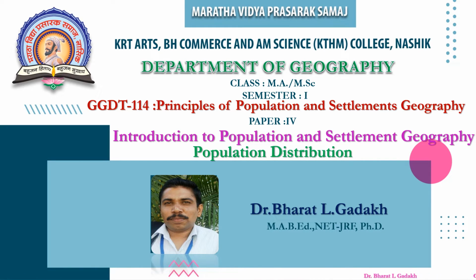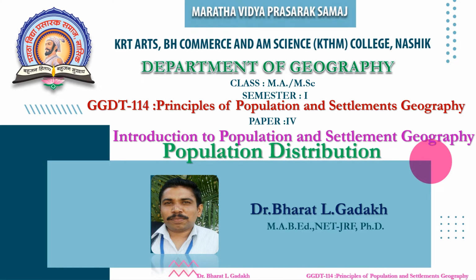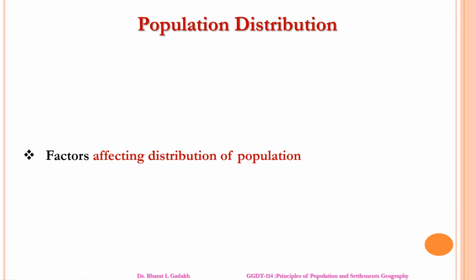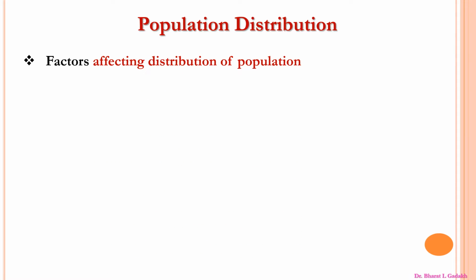These are some of the concepts we discussed in the last chapter. Now we will continue with the next chapter, population distribution. What is the population distribution? What is the actual population distribution? These are some different concepts and phenomena that will be discussed. In this topic, the first point is factors affecting distribution of population.